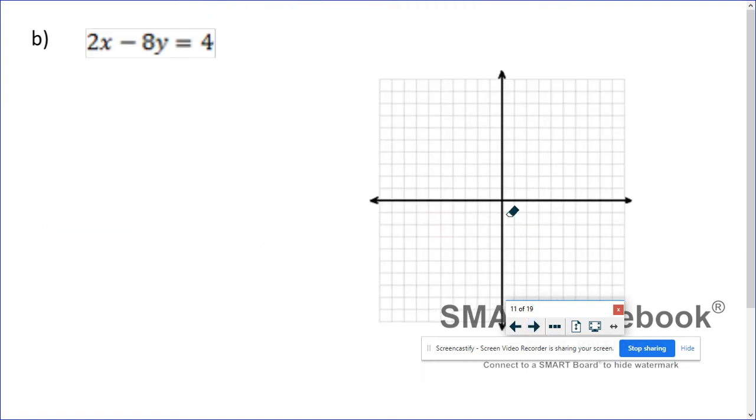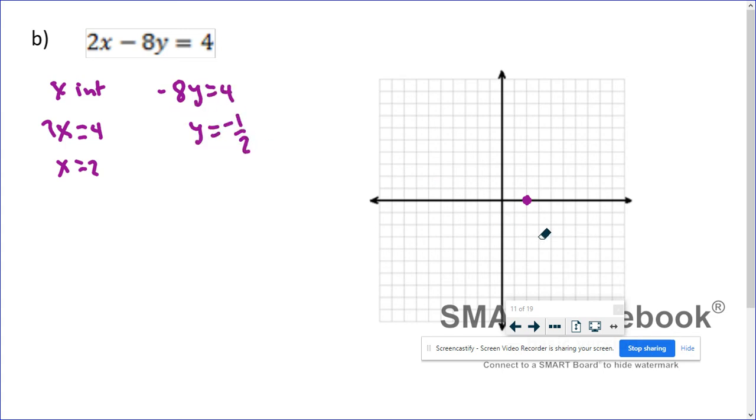Same thing is going to happen here. That's in standard form. If I'm graphing from standard form, I can just find the intercepts. So for the x-intercept, I can just say 2x is equal to 4. Just getting rid of the y, because the x-intercept is where y is 0. Divide both sides by 2, I get x equals 2. So that means my x-intercept is at 2. Negative 8y equals 4. Divide both sides by negative 8, and I get y equals negative 1/2. Negative 1/2 would be in there, and then I can draw my line through that.